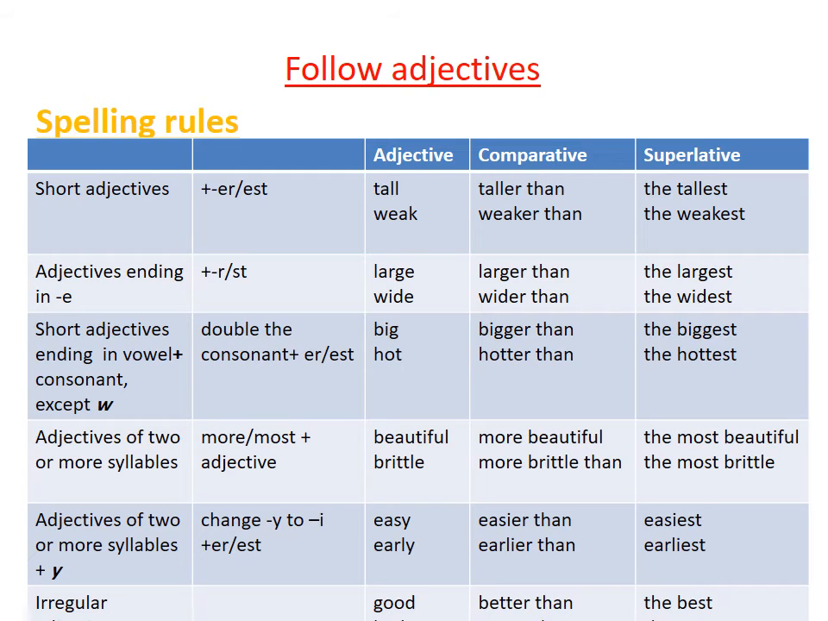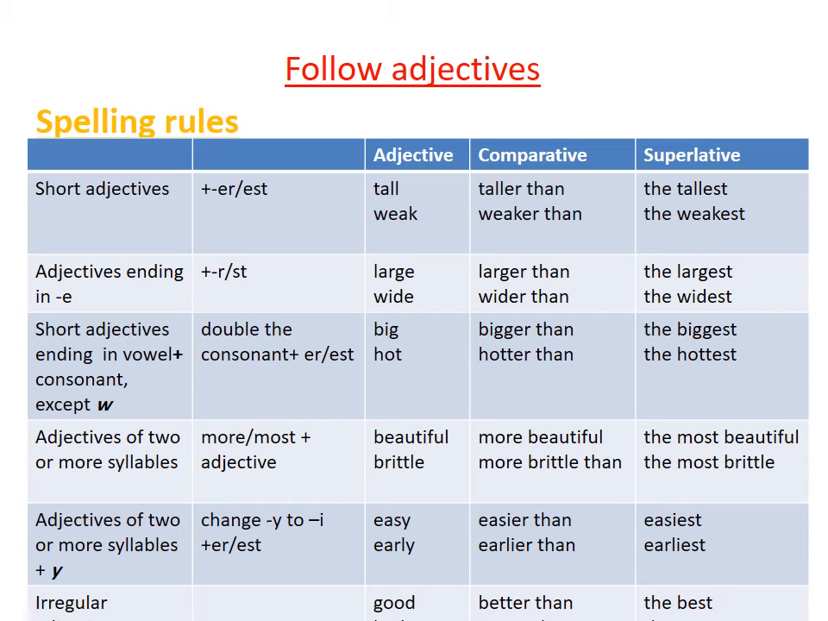Number 5, adjectives of two or more syllables that end with Y. The last letter will be Y. If the adjective has two or more syllables and ends with the letter Y, very simple, very easy, as in easy. The rule says: change Y to I, then add ER in the comparative and EST in the superlative. Clear?